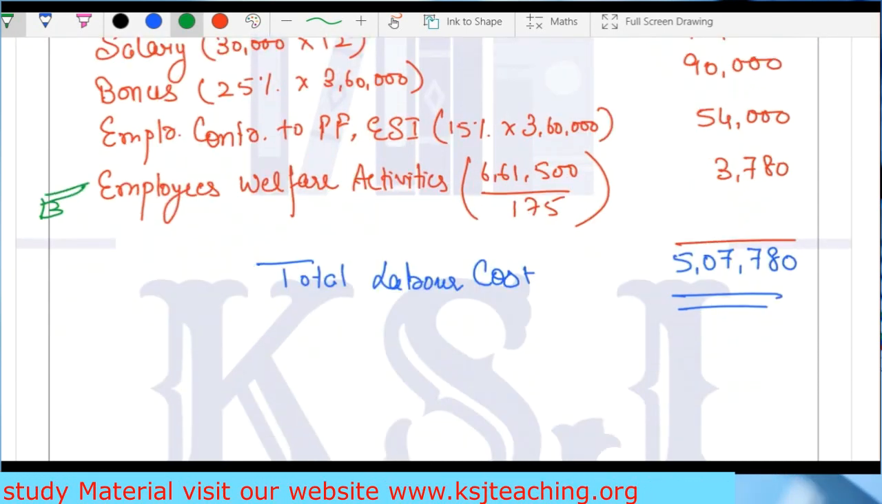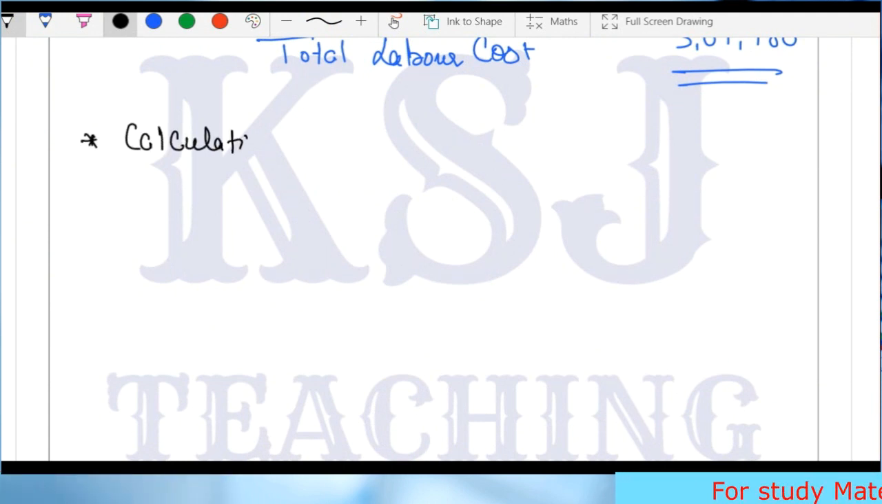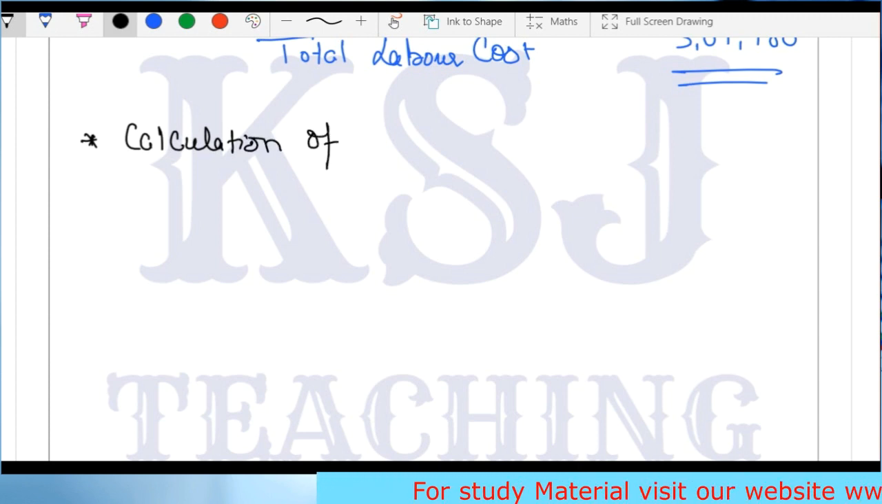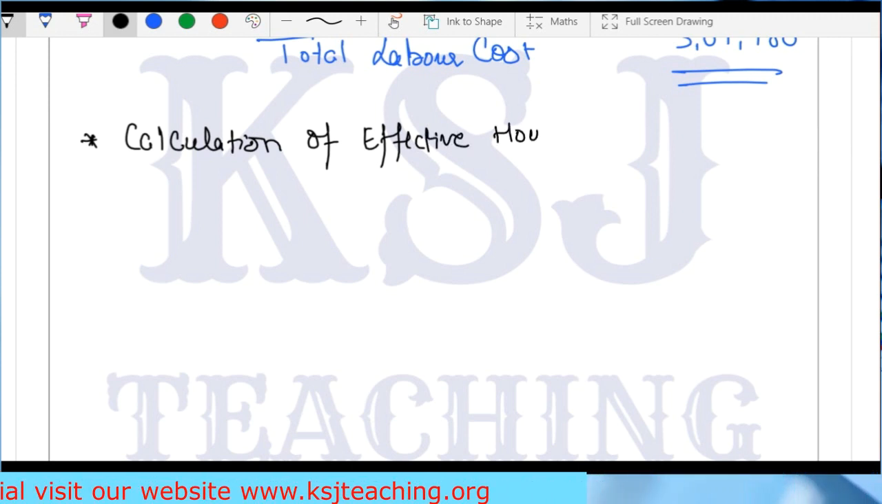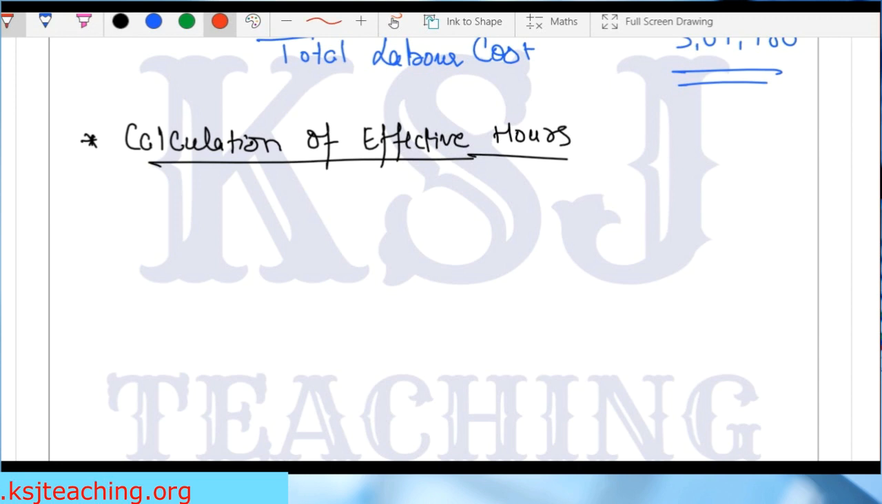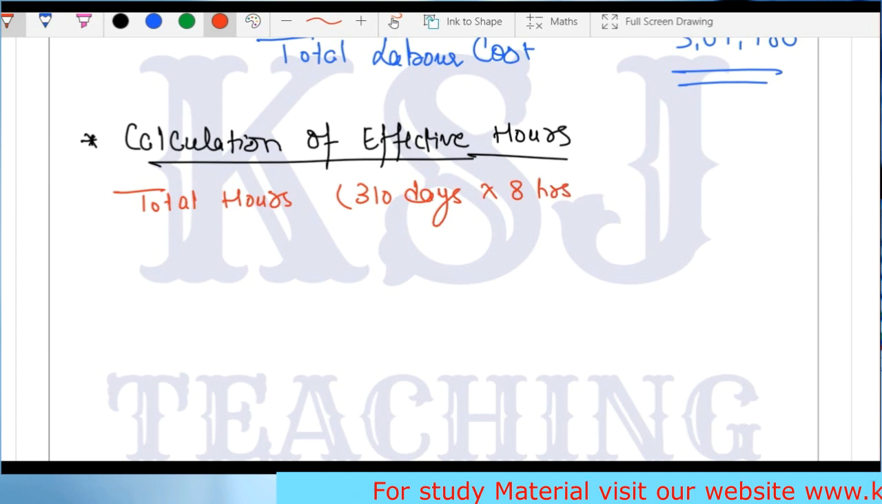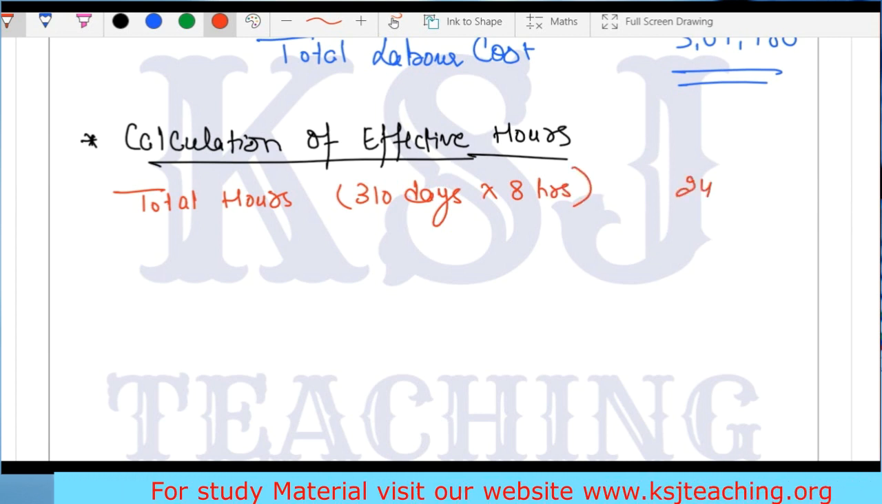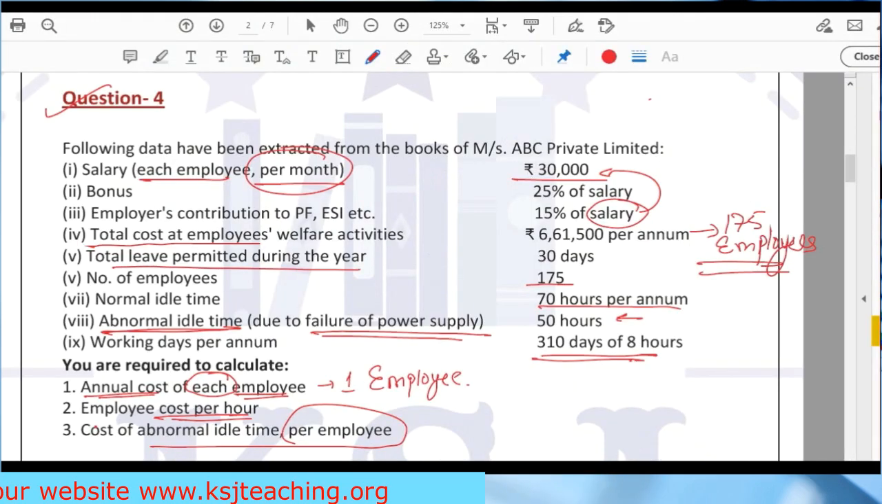Now we have to calculate the effective hours. Calculation of effective hours. Right, sir. What are the total hours available? Total hours available is 310 days multiplied by 8 hours, right? That comes to 2480 hours, right?